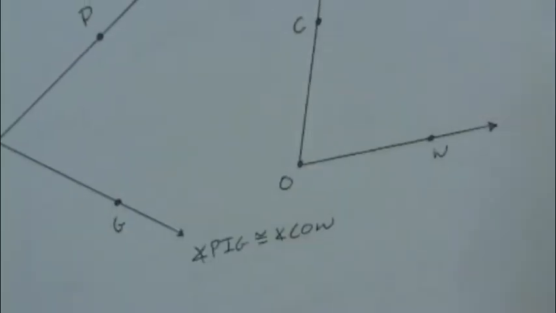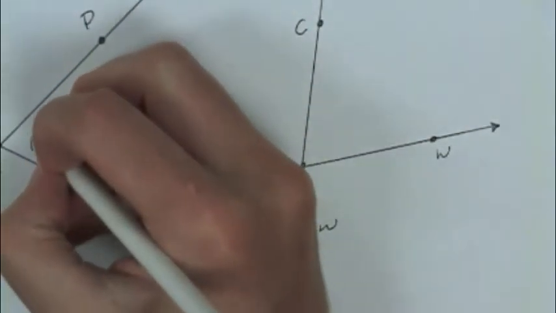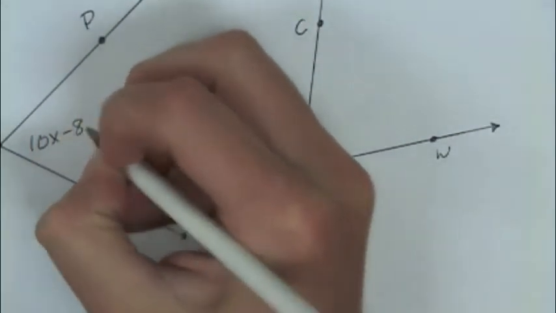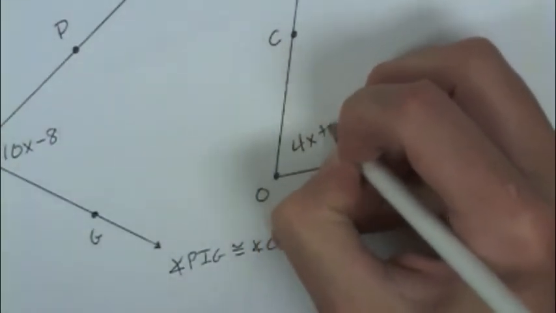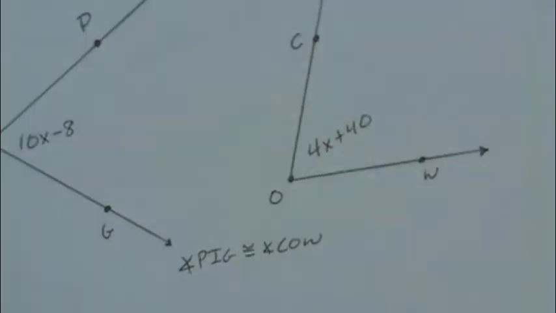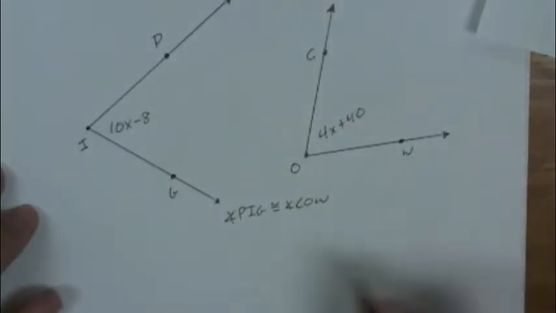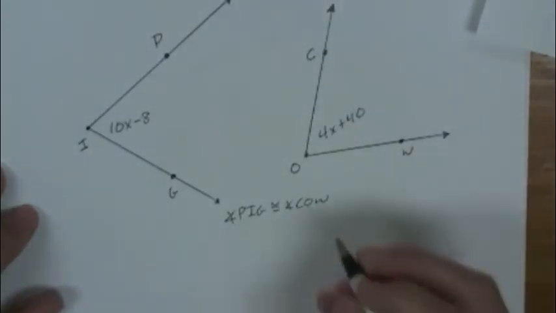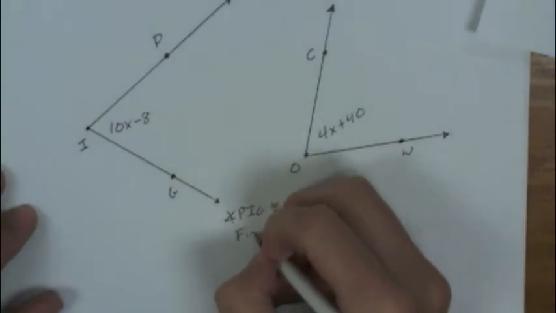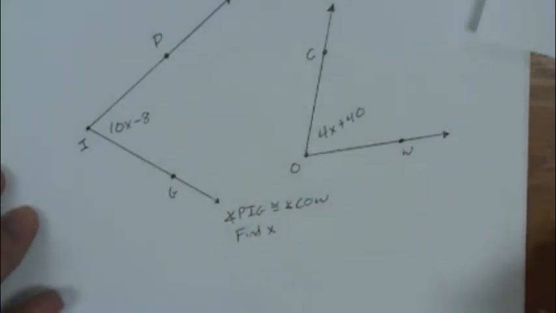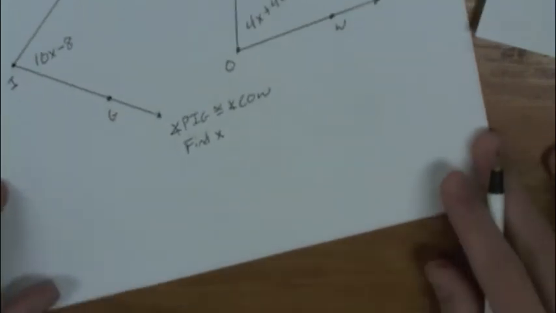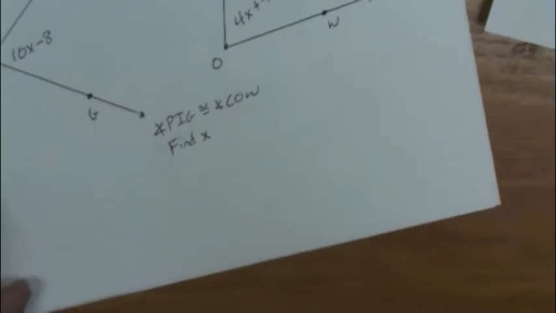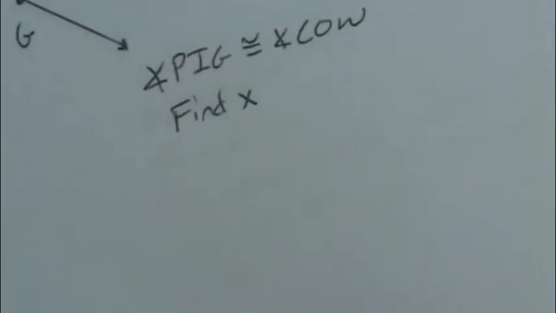So angle PIG, we're going to write in as 10x minus 8. And angle COW, we're going to write in as 4x plus 40. And you're going to write angle PIG is congruent to angle COW, and then you'll write find x. Okay, and you'll give it to your classmate. And then once your classmate gets it, what they're going to do is some algebra. So let's zoom in here so you can see the algebra.